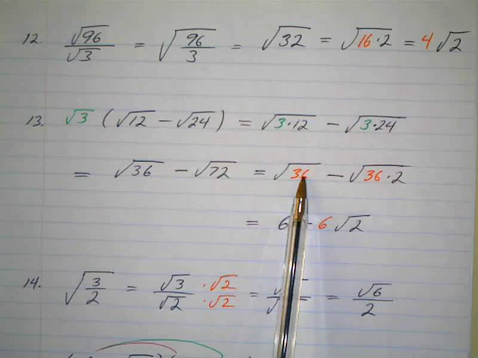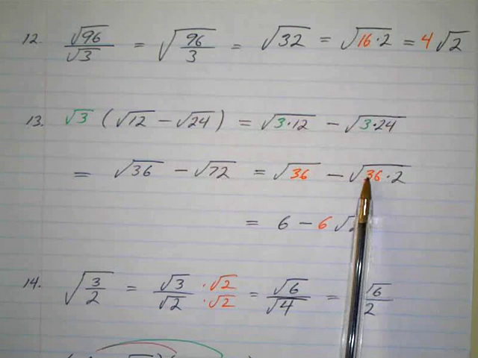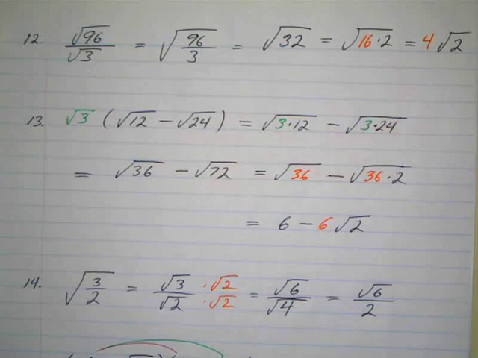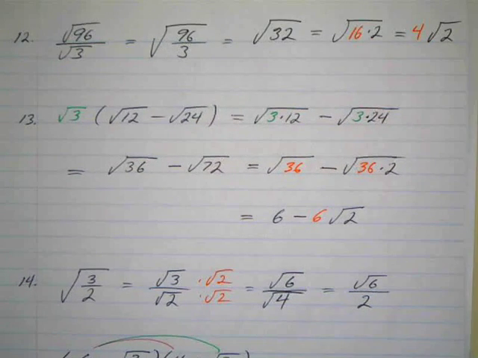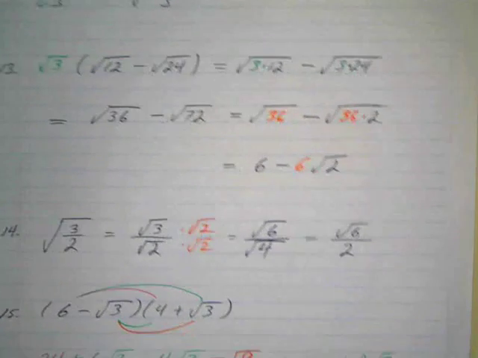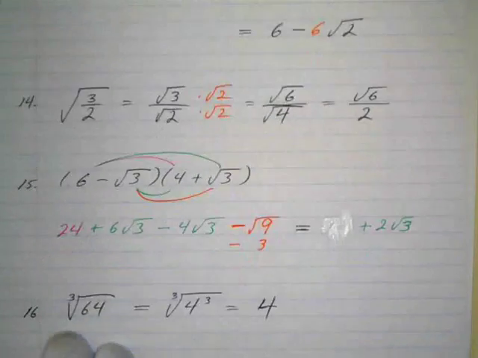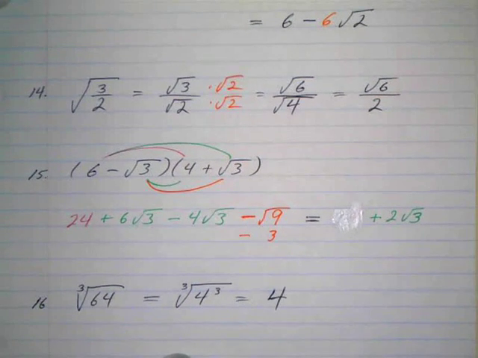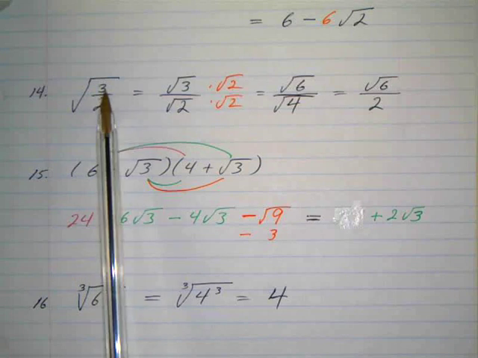And what's the square root of 36? Just 6. I can bring that out, and I'm left with the square root of 2. So 6 minus the square root of 2. Hopefully that makes sense. Like I said, I could have put a few more steps in there, but I just didn't. Okay, now this is the square root of 3 over 2.